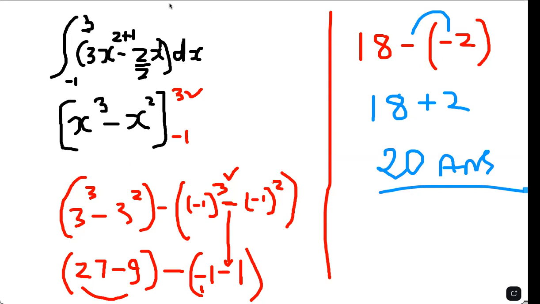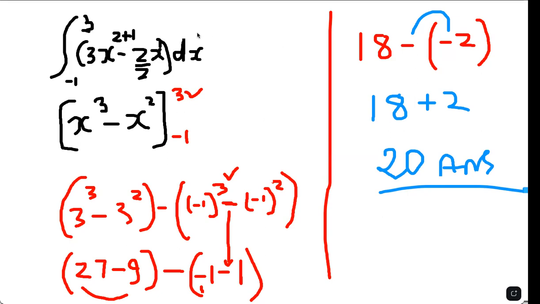Sir, can you kindly explain again how you multiplied the signs inside the bracket of -1 minus -1? I didn't get it there. Thank you.